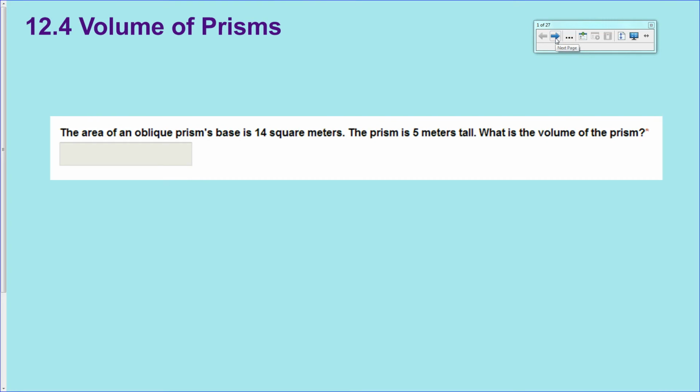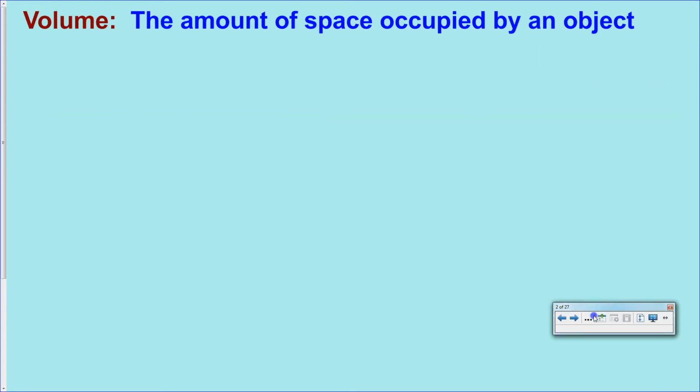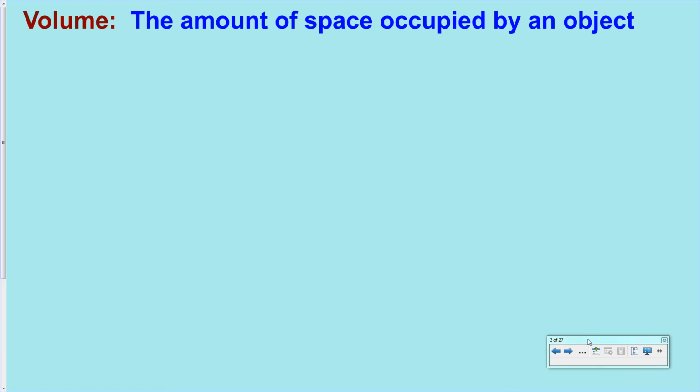Today we're going to tackle section 12.4, Volume of Prisms. As always, there's your exit question on the screen. First off, a definition. Volume, I don't know if we've talked about this yet, but volume is the amount of space occupied by an object.